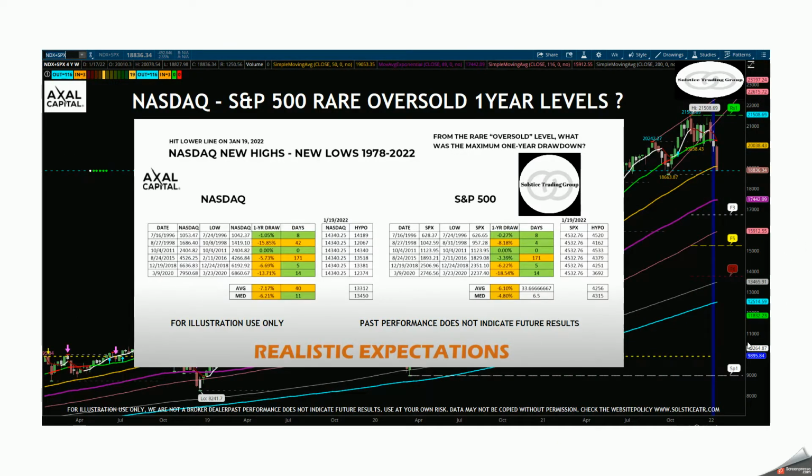I put the NASDAQ 100. This data is as of the January 19th, 2022 close. We have the NASDAQ historical drawdowns in 1996, 98, 2011, 2015, 2018, 2020. It goes as low as 1% and as high as 15%. The average drawdown is 7%. These are the maximum drawdowns as of January where we can head to.